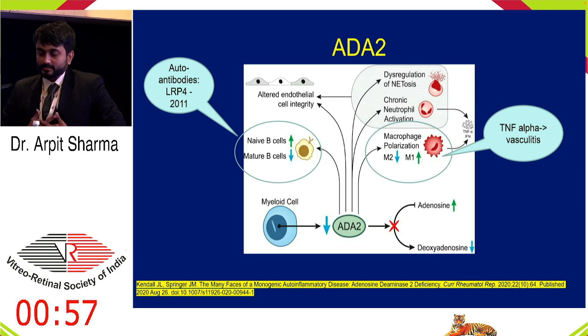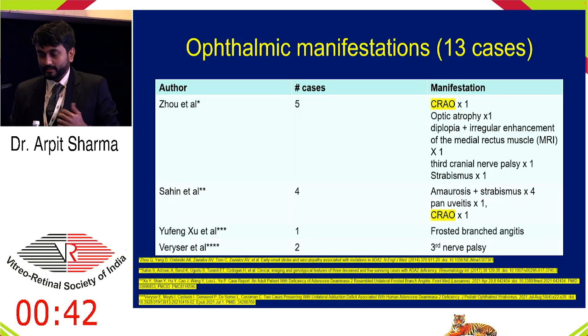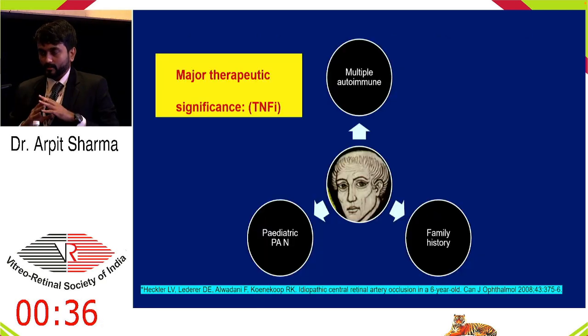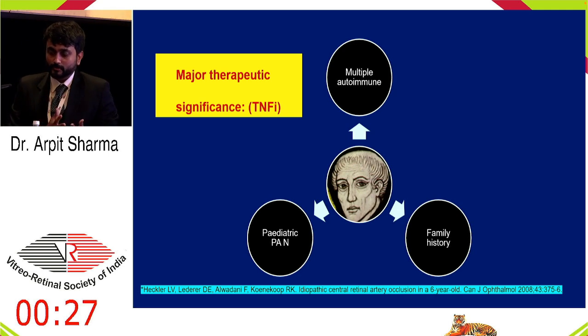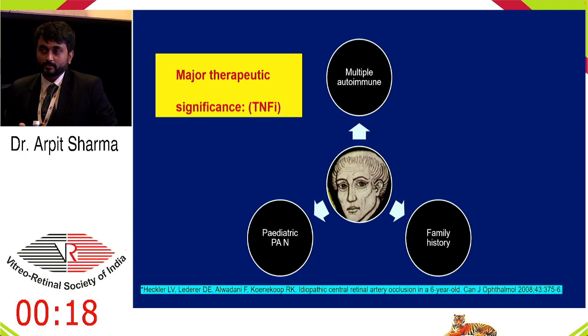So what is ADA2 deficiency? The ADA2 enzyme deficiency causes an increase in adenosine levels, which either increases the naive B cells, causing abnormal humoral response, or increases the M1 level, causing abnormal cell-mediated immunity. There are 13 cases reported with this syndrome till now, where 2 were CRAOs. In simple words, there is a simple hypothesis which explains it, that is ADA2 deficiency. You should suspect it when there is a child with multiple autoimmune disorders, a family history, and pediatric polyarteritis nodosa, which is the strongest association. It has major therapeutic significance because you need to treat it with tumor necrosis factor alpha inhibitors only. It doesn't respond to steroids.